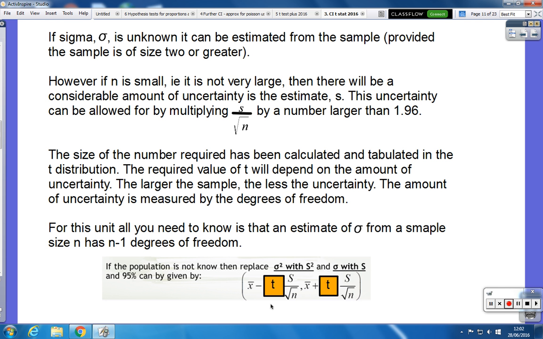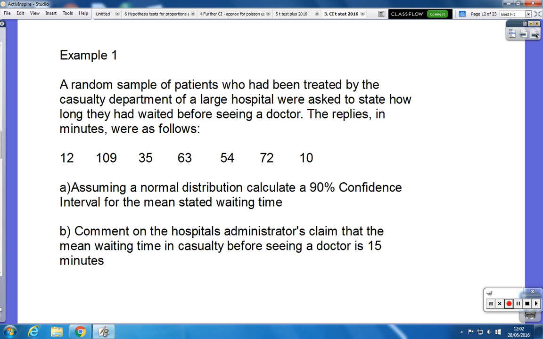With the T distribution as well, we have a sample size n, and we have a degree of freedom which is n minus 1, which we've used in other things, I think, but this is where we'll go to.